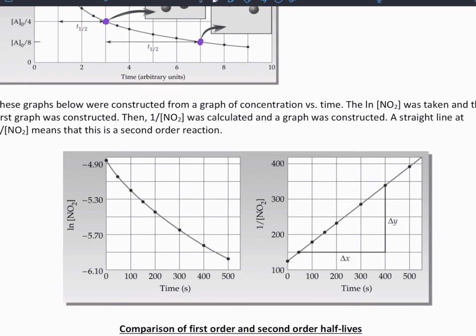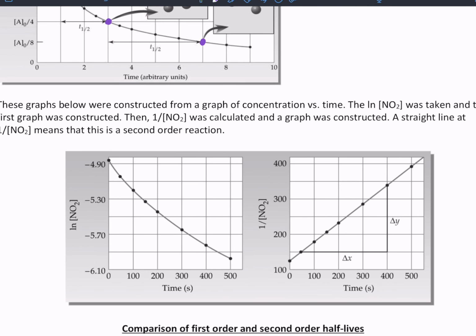All right. So this is a comparison of natural log of concentration versus time and inverse of concentration versus time. Again, we got that nice straight line graph. We've got a positive slope, which is going to be equal to our rate constant. This is going to signify that we have a second order reaction.